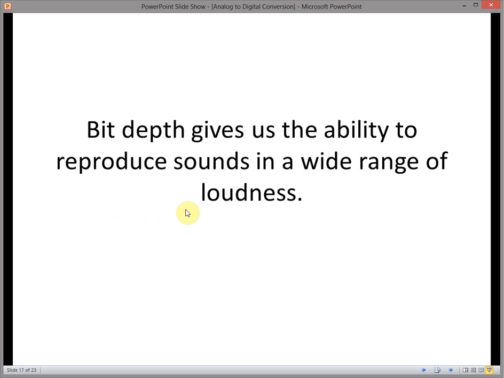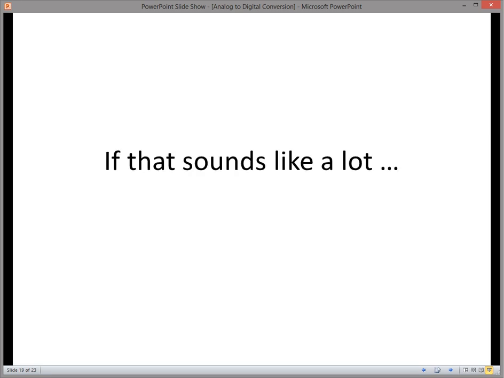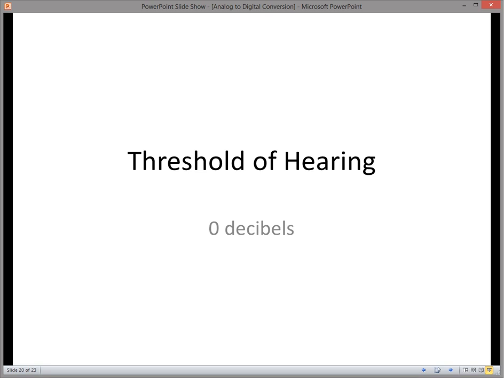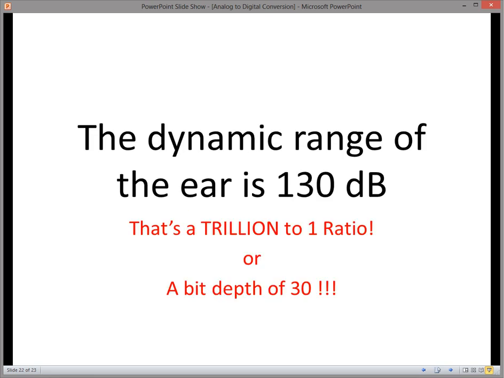Bit depth gives us the ability to reproduce that wide range of sounds, from a whisper all the way up to something as loud as the ear can perceive. And the commonly used bit depth in audio recording is 24, which yields a dynamic range of 16 million to 1. And if that sounds like a lot, consider that the threshold of hearing is 0 decibels. The threshold of pain is 130 decibels, meaning that the ear has a dynamic range of 130 decibels, or a trillion to 1 ratio, which represents a bit depth of 30. So we're not even near the limits of our hearing.